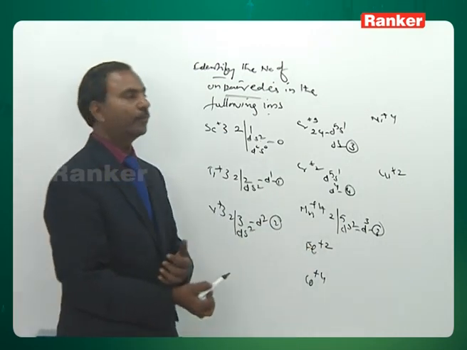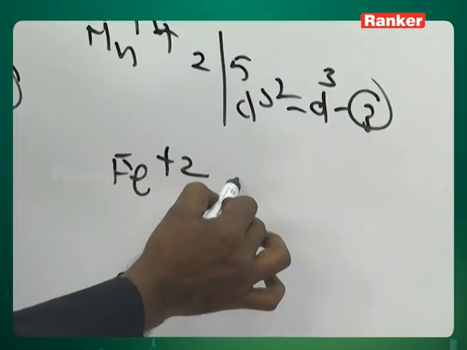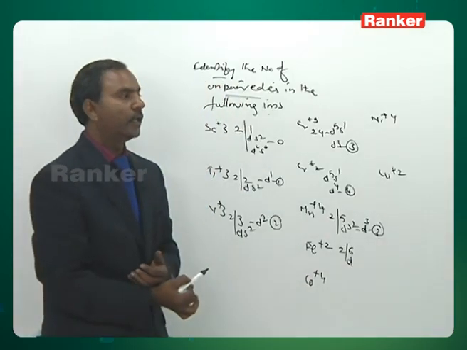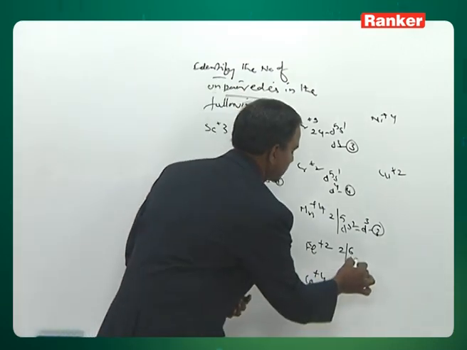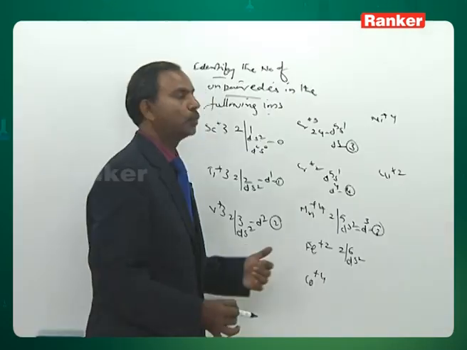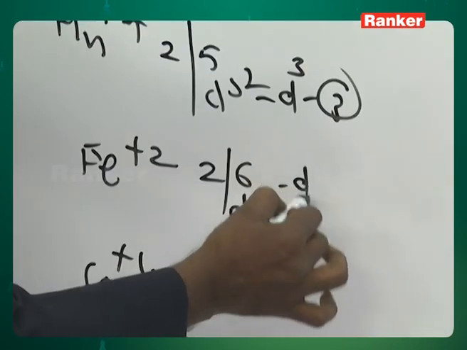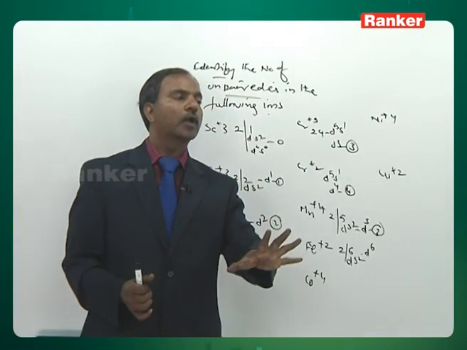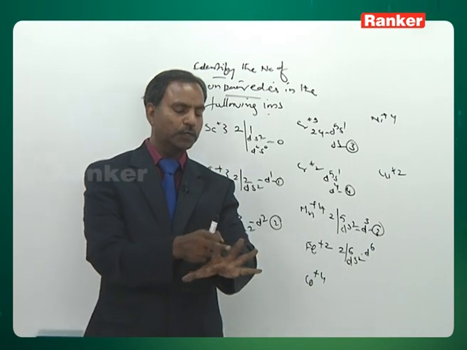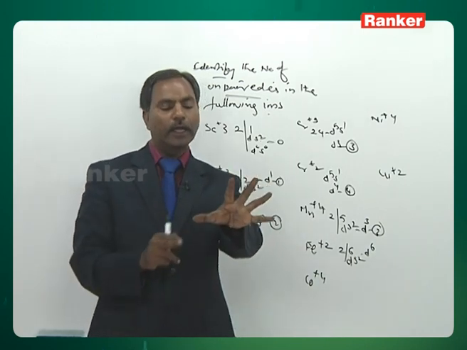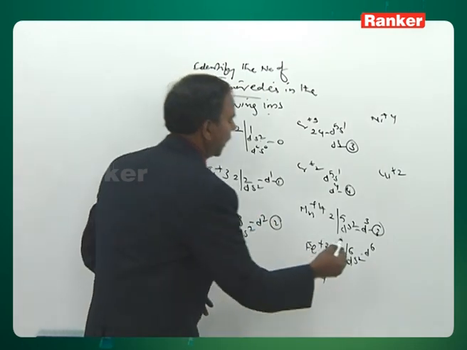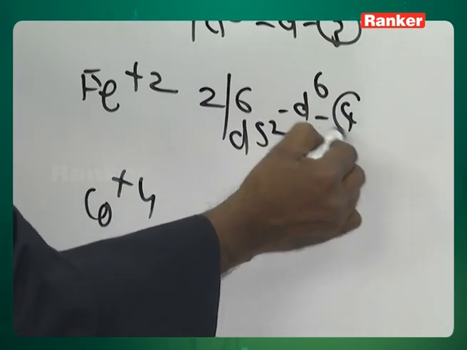Coming to Fe plus 2. Atomic number of Fe is 26, which means D6S2. How many electrons lost? 2. What is remaining here? D6. D6 means how many unpaired electrons? Look here, 1, 2, 3, 4, 5, and the 6th electron is paired. So the number of unpaired electrons is 4. In D6, the number of unpaired electrons is 4.